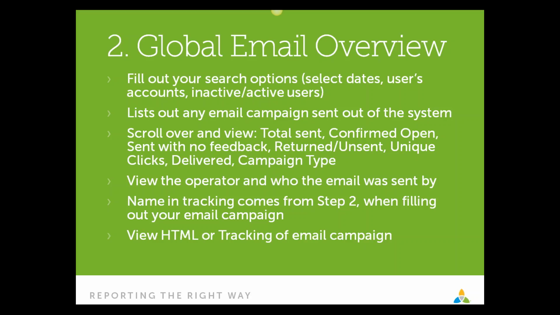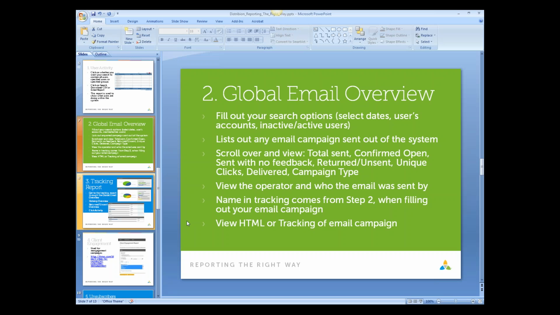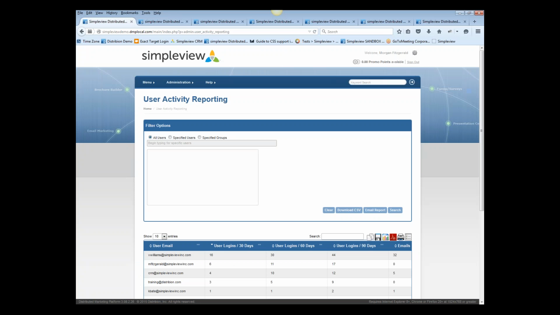You can separate it per operator and see who the email was sent by. And it's nice because I know in step 2, when you're actually sending your email campaign out, the name that you put in step 2 is what shows up in your global email overview or in your tracking. So that campaign name shows up in your global email overview. And then also you're able to view HTML or tracking of the email campaign. So we're going to get into this as well.